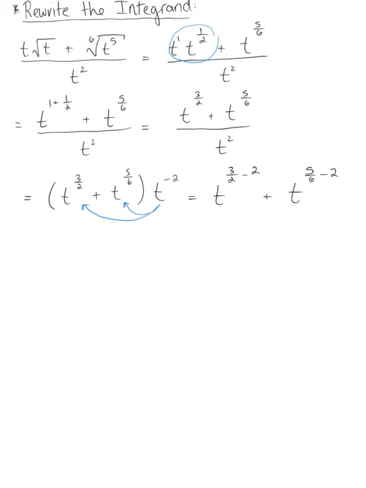And in order to combine these together, we need a common denominator with each. So that's t to the 3/2 minus 4/2 plus t to the 5/6 minus 12/6. And this leaves us with t to the -1/2 plus t to the -7/6. And so we've now rewritten the integrand in its power form, and we're ready to go ahead and anti-differentiate.